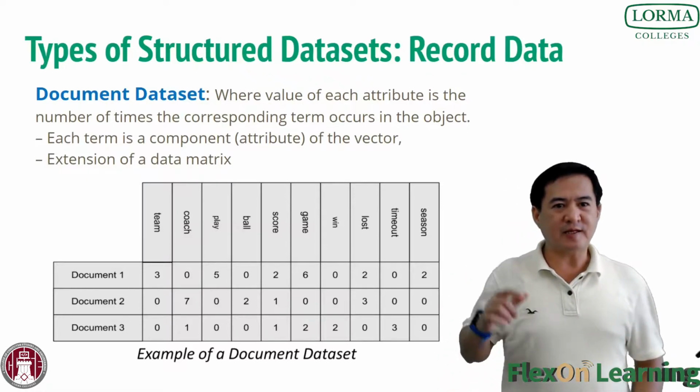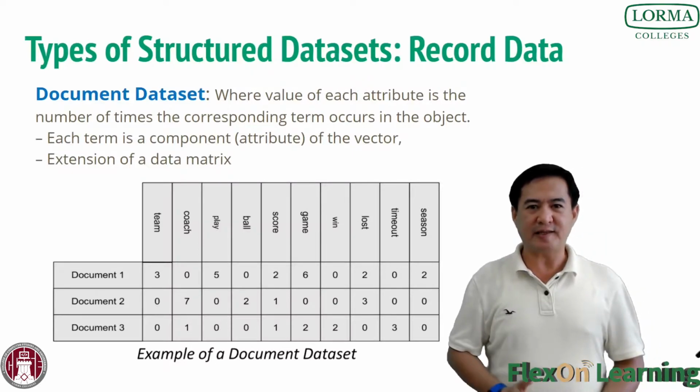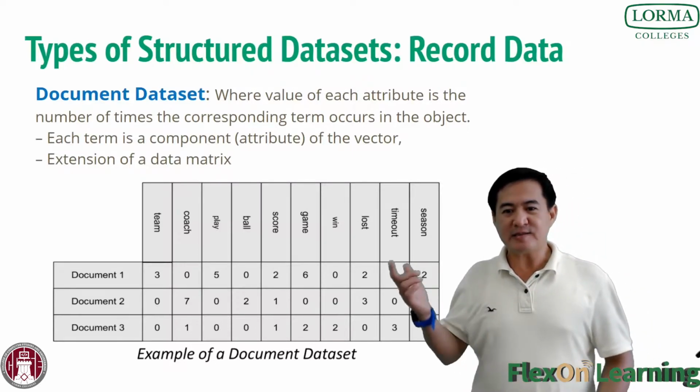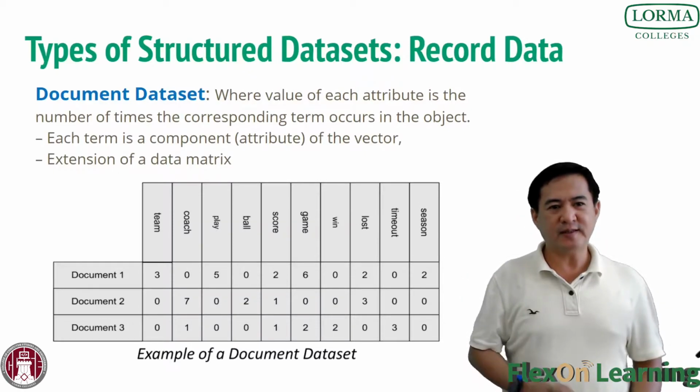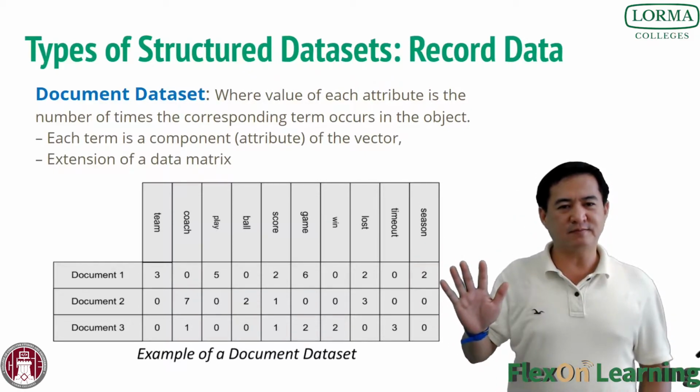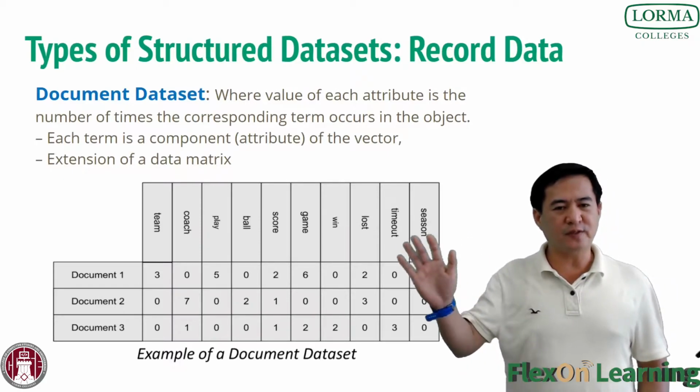This is an extension of the previous data set, which we call a document data set. The intersection is the number of each attribute occurring in the object. Let's say, for example, this is a book. We have 3 documents here, and we are trying to look for the word team.